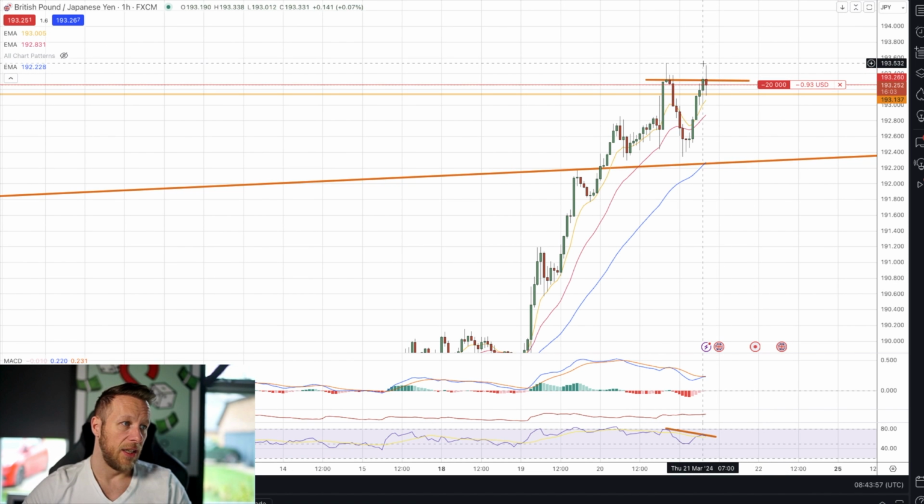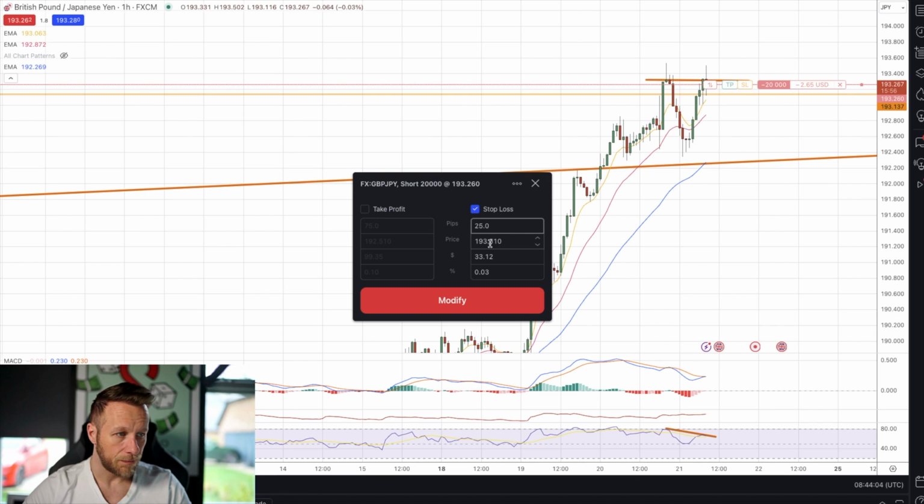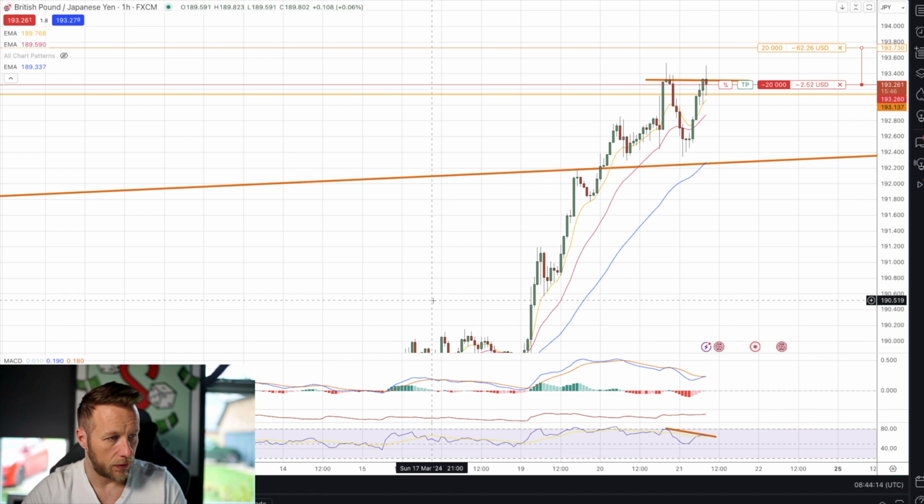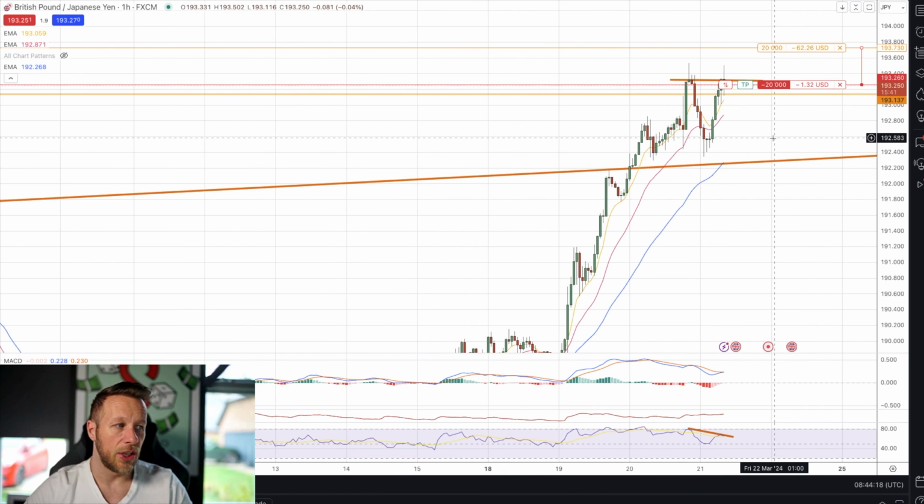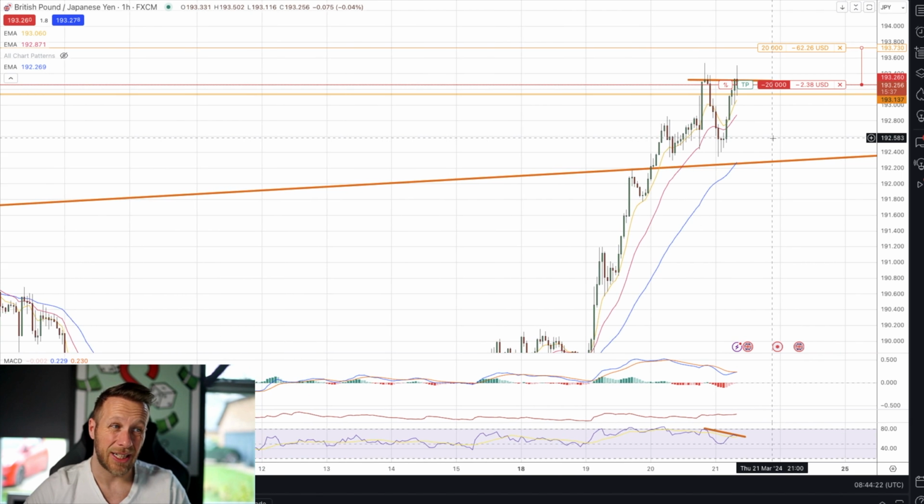But now we're in this, an ATR based stop above the highs, right? So you could stick an ATR based stop above the high. Stop loss is going to go up at 193.70, 193.73. Okay.